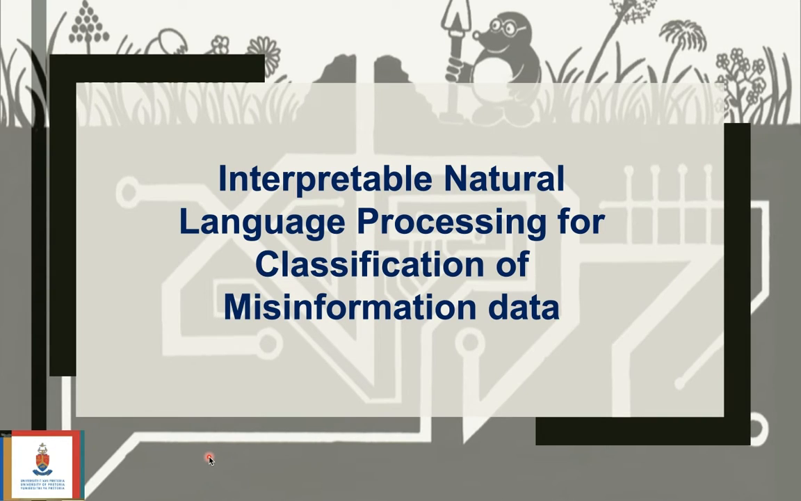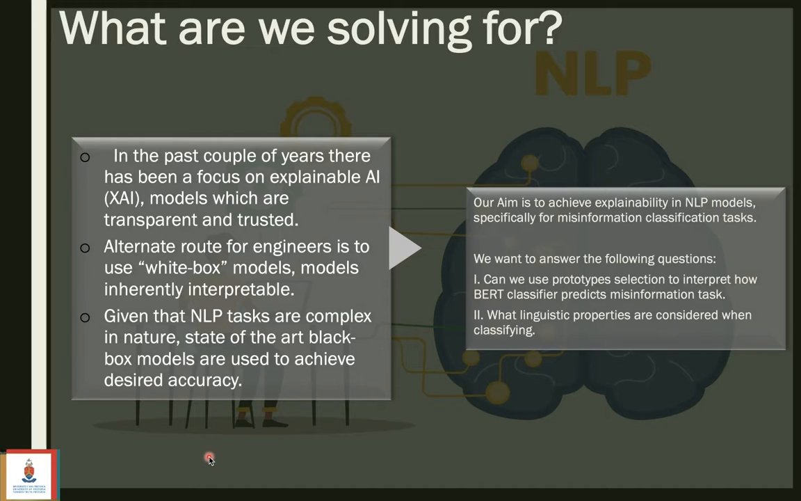I'll be talking around interpretable natural language processing for classification of misinformation data. So, in the past couple of years, there has been a focus on explainable AI models which are transparent and trusted, and which could also provide an alternate route for machine learning engineers to use compared to white box models when interpretability is required. Our main focus is on natural language processing tasks as they are more complex in nature and require state of the art black box models to achieve the desired accuracy.